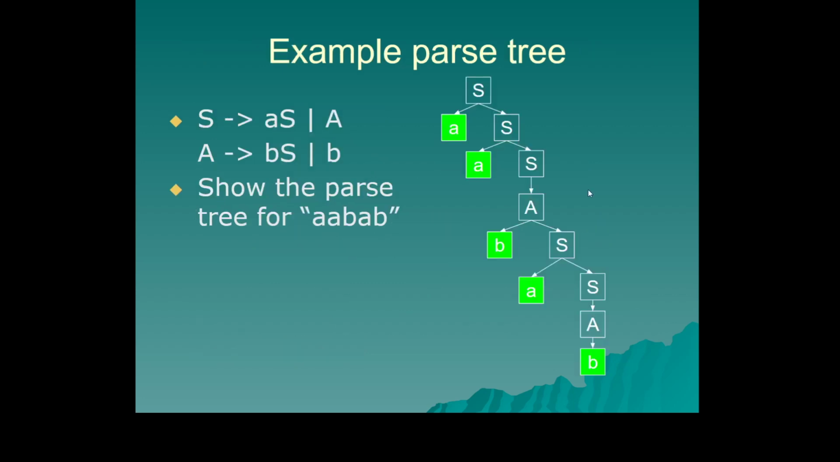So let's see our first parse tree here. We're going to work this for the grammar rules where capital S goes to lowercase a capital S, or a capital A. The A rule goes to a lowercase b and back to the S rule, or to a lowercase b. What this ultimately lets you produce is any string of A's and B's that ends in the letter B, and that's basically it.